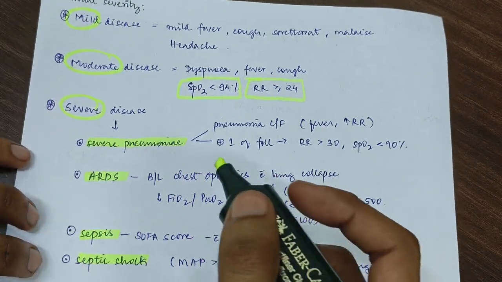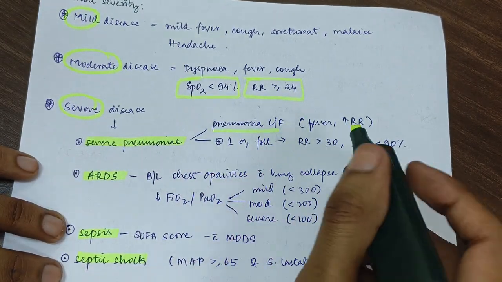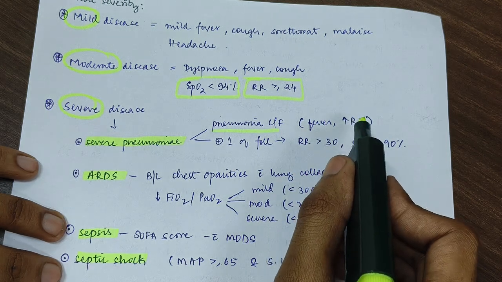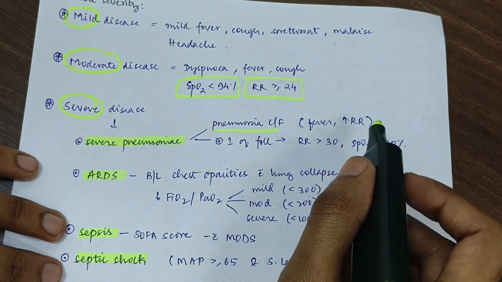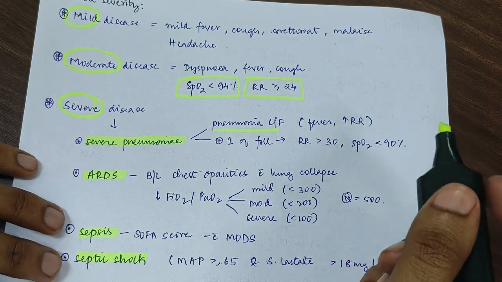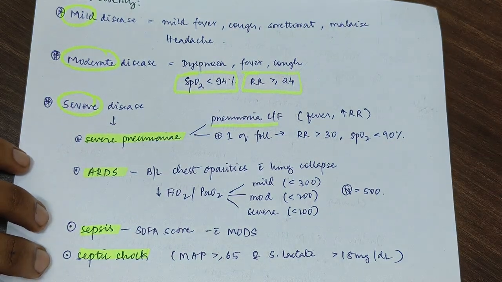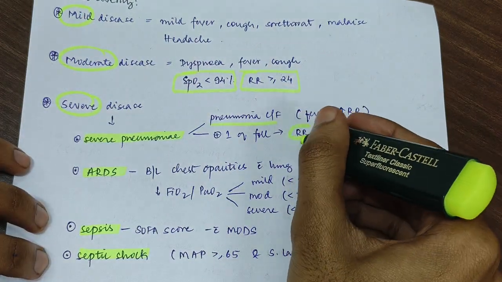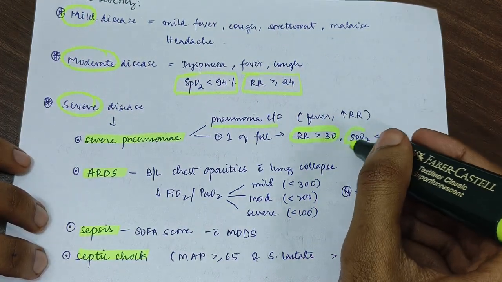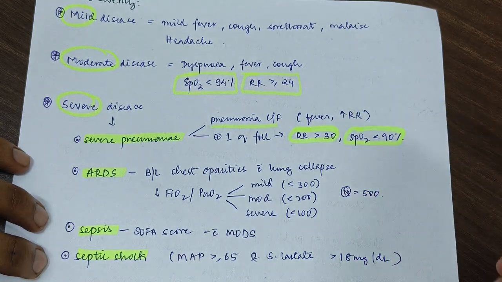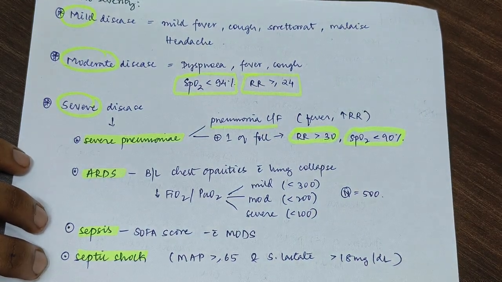Whereas in case of severe pneumonia, you are going to see the pneumonia-like clinical features such as fever, increased respiratory rate, chest retractions, all these are seen, confusion. Okay, CURB-65, you remember that, right? That is a grading used for pneumonia. Then one of these following should be positive, so that is respiratory rate more than 30, then SpO2 less than 90. These are the things you are going to remember.